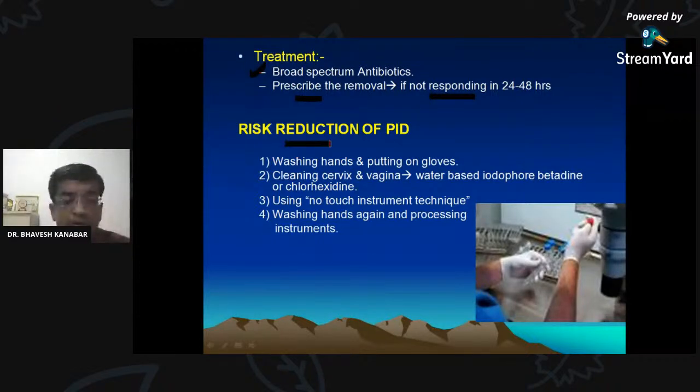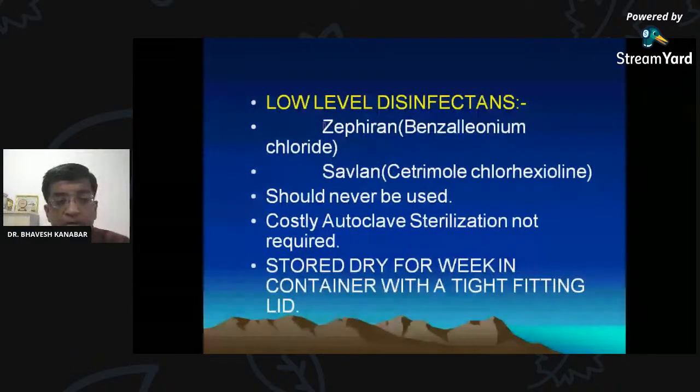So risk reduction of PID: wash the hands and put on gloves before insertion of the IUCD. Aseptic precaution: clean the cervix and vagina; water-based betadine or chlorhexidine can be used. Use a no-touch technique for the instrument. As you know, in this type of ward procedure or OPD procedure, we have to adopt the no-touch technique, that we don't have to touch the device when inserting. That can be learned practically whenever you get the chance in ward or OPD. So how to use this no-touch technique? We don't have to touch the instrument and insert the device. Washing the hands again and processing the instrument.